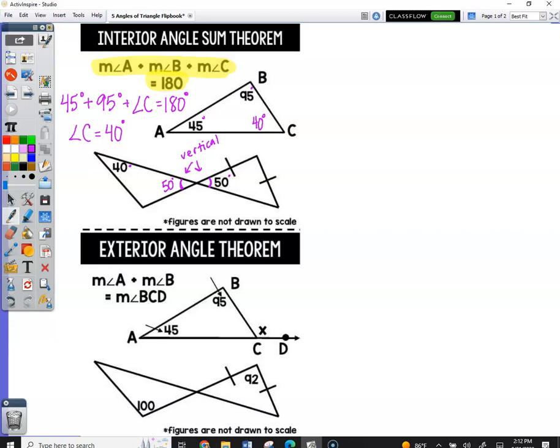Always. If I'm writing, you're writing. Unless she tells you not. Unless I say, hey, don't write this because I'm going to erase it. These are vertical angles, so bam, now you know that that's 50.